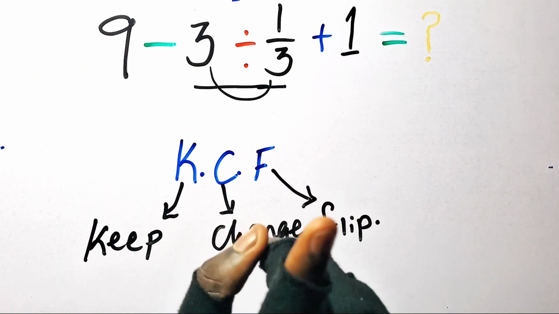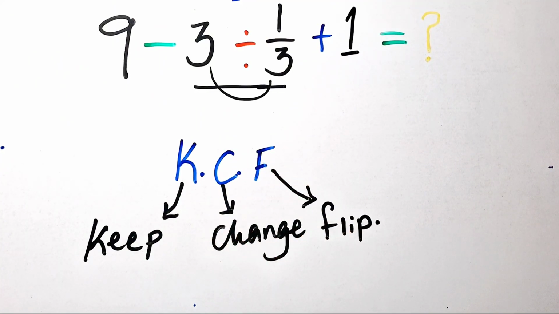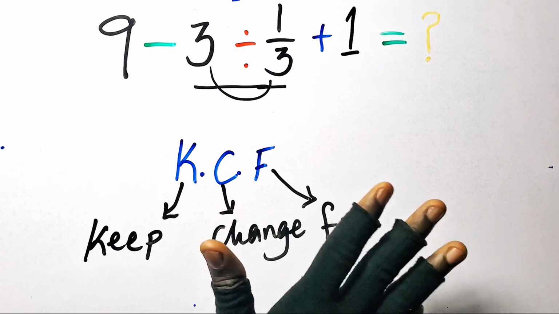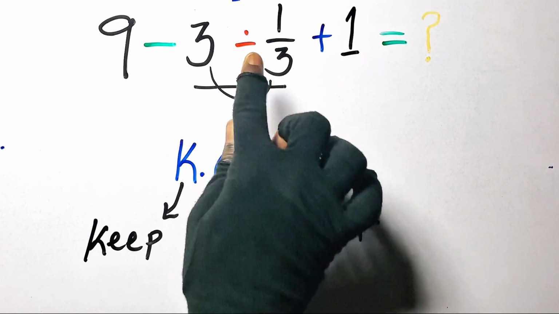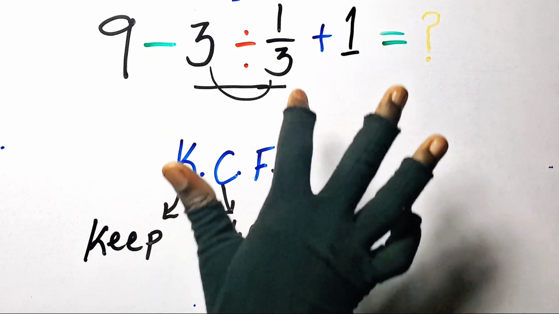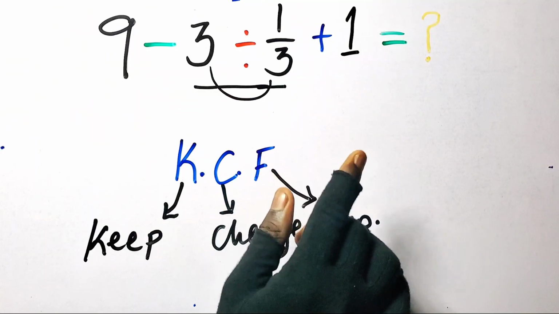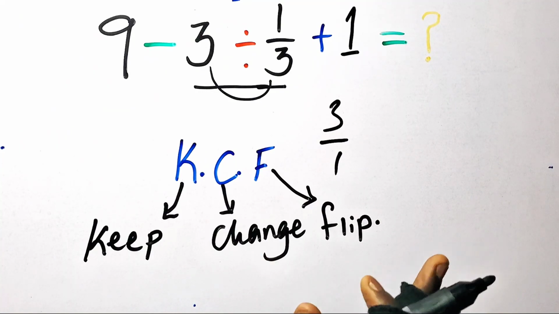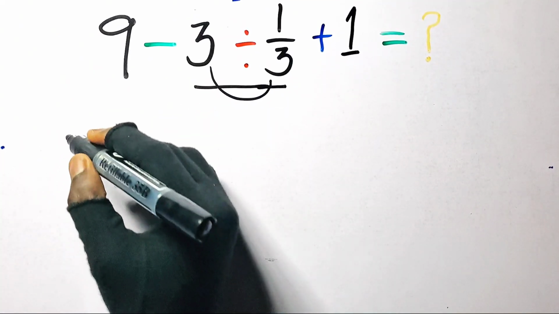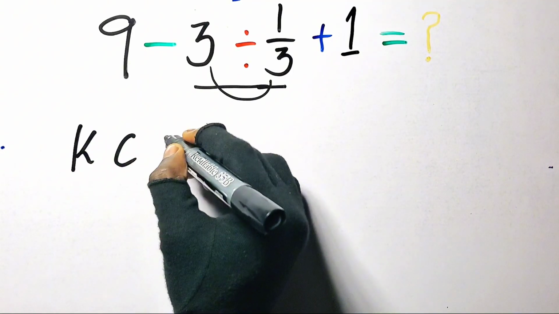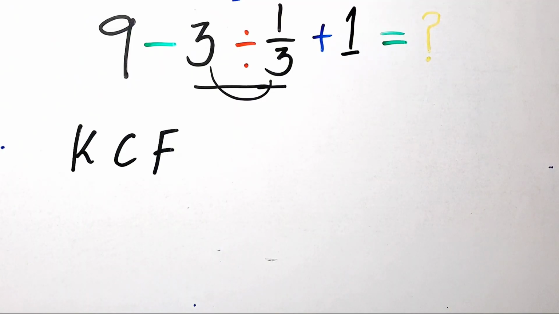This means keep the first number, that is 3. Change the division sign into multiplication. Flip the fraction. 1 over 3 becomes 3 over 1, which is just 3. As we have keep, change, flip.